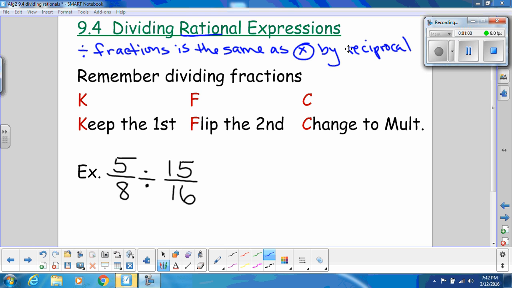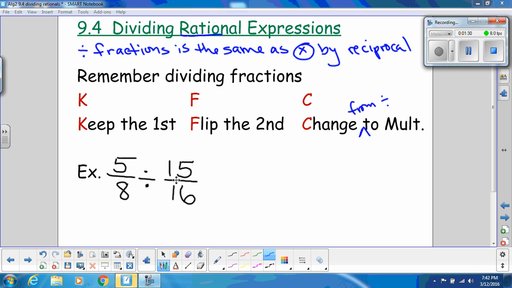So something I've learned from other teachers is KFC. That kind of helps you remember this fact about dividing fractions. KFC stands for: K is keep the first fraction exactly the way it is. Don't change it. F is for flip the second one around. And C is change from division, here I'll say change from division to multiplication.